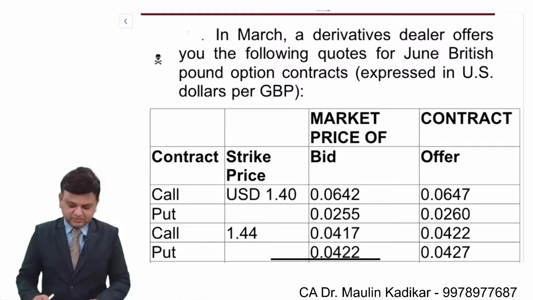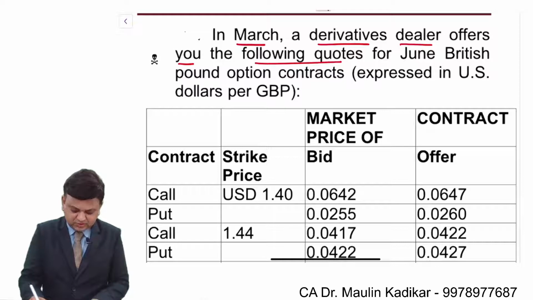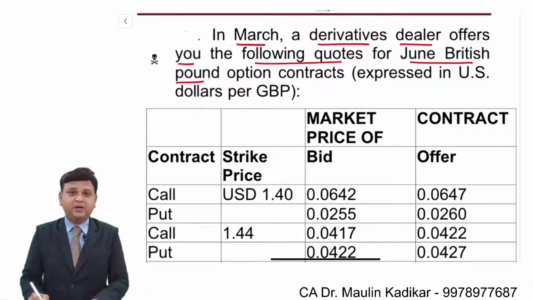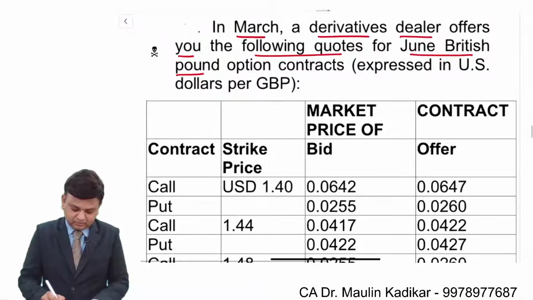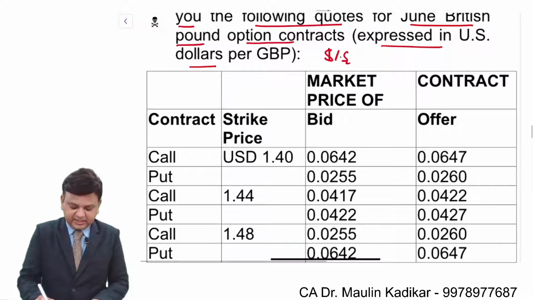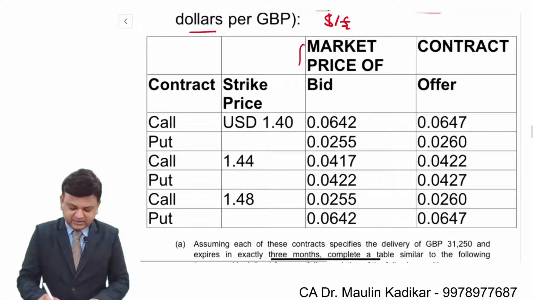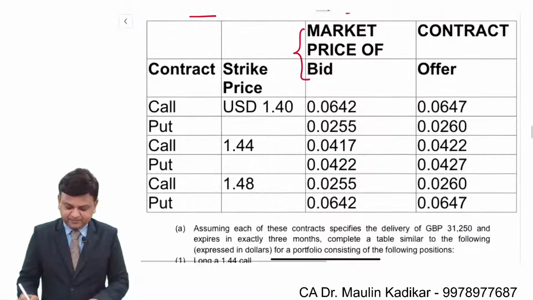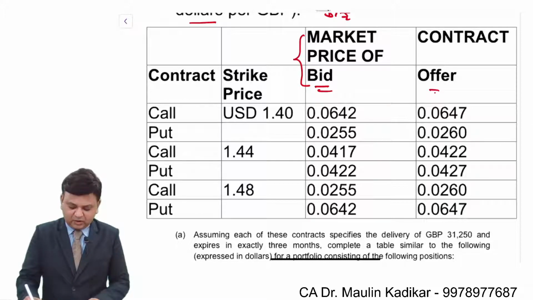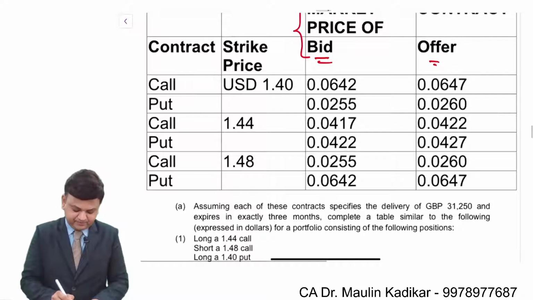Let us see the next question. In March, a derivative dealer offers you the following quotes for June British pound option contract, expressed in dollar per pound. GBP stands for Great Britain pound, that is pound currency. The market price is provided to us for bid and offer, meaning two premiums have been provided to us.